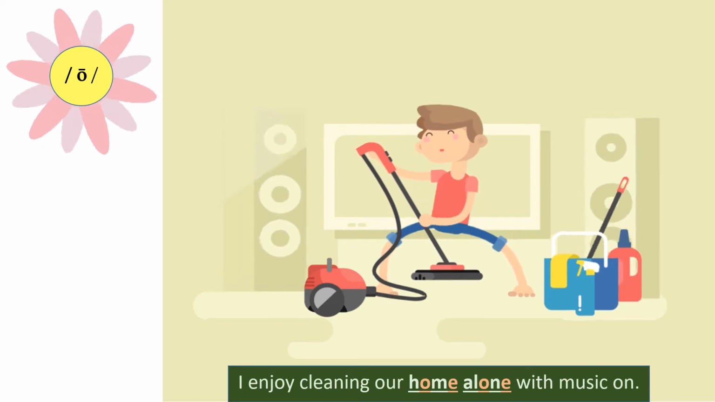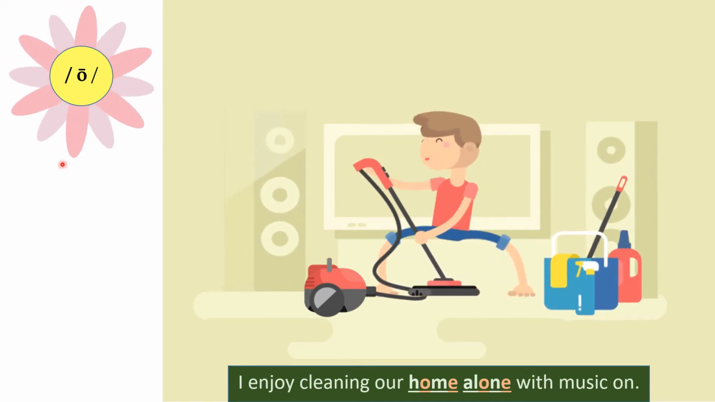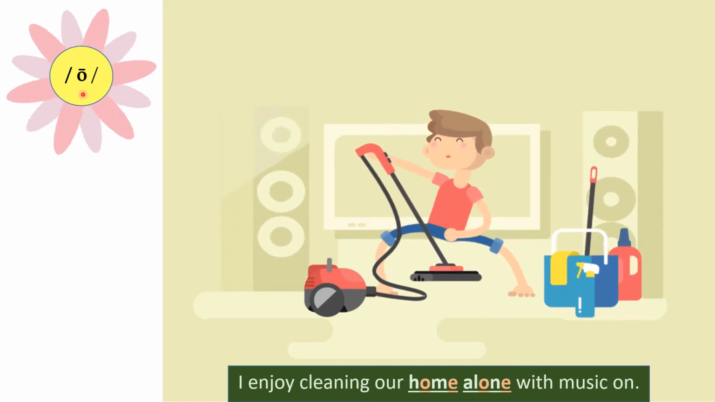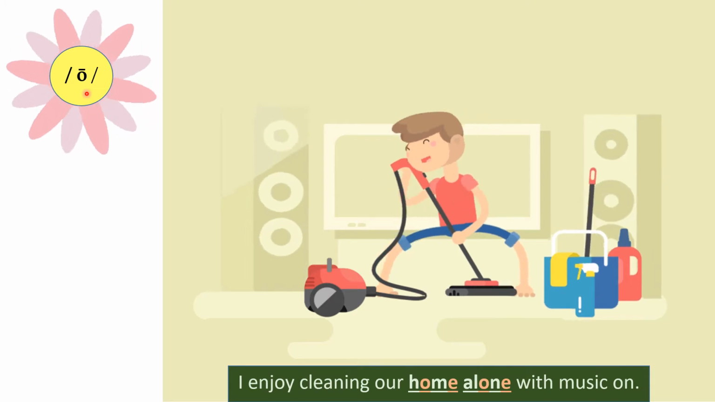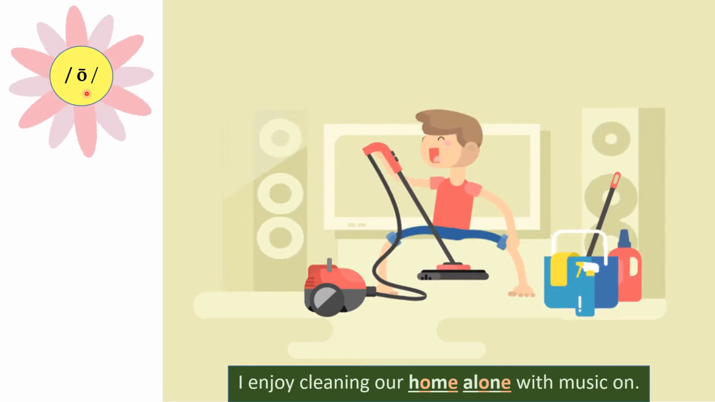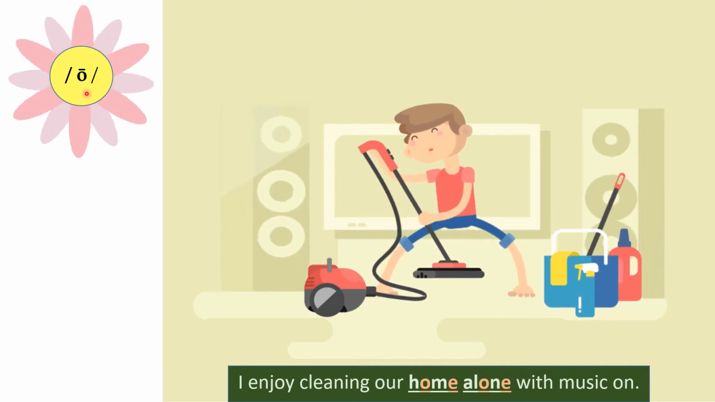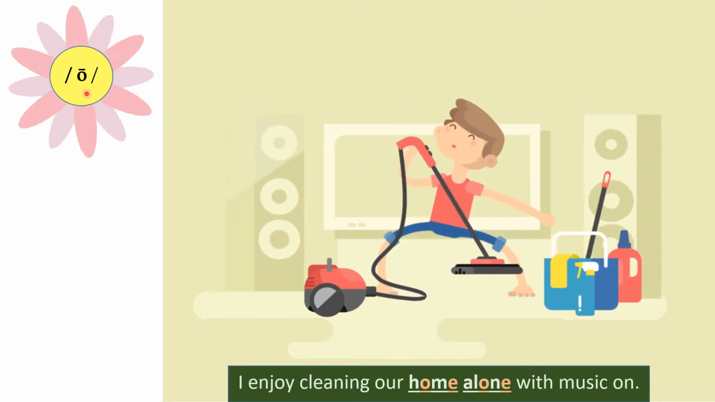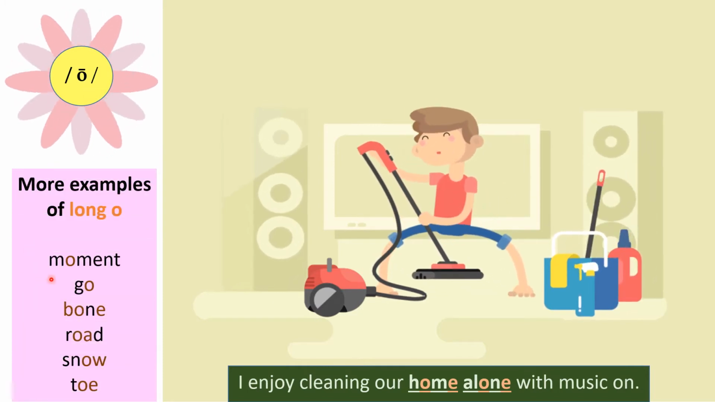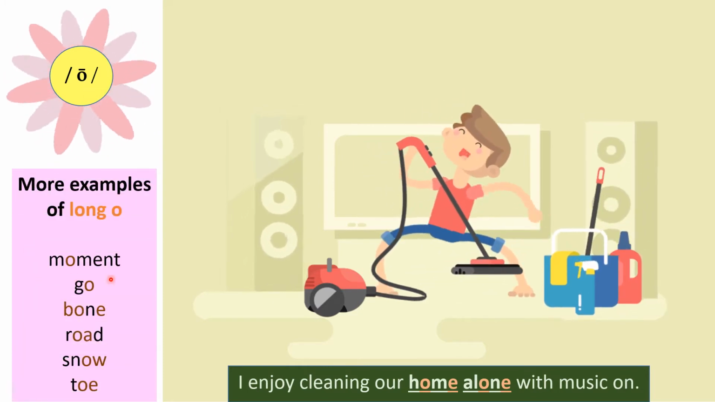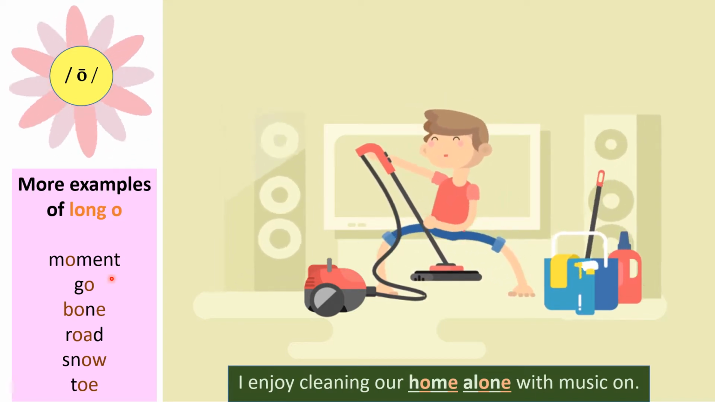The next pronunciation symbol for vowels is the symbol of long O. And this symbol has the sound of O, same as the sound of the letter O. Now, the problem is there are so many ways to spell the long O sound. First, we have here the word moment. In some words of more than one syllable, you just need the letter O.